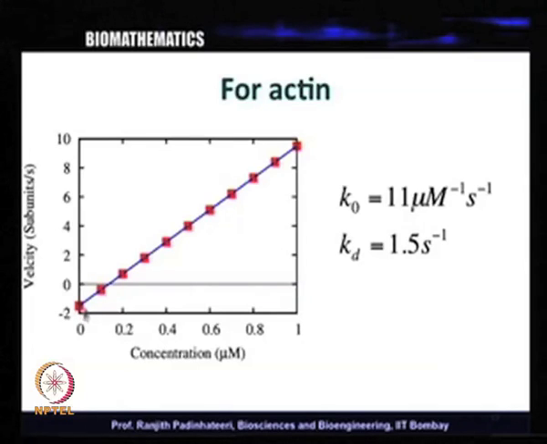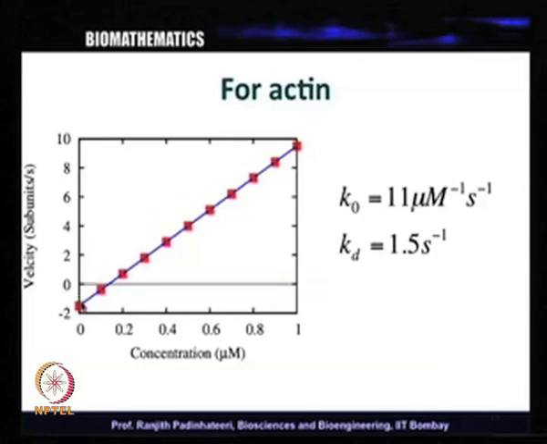How do we calculate the slope without doing too much calculation? Since this is a straight line, calculating the slope is very easy. Look at the change in x here. X changes from 0 to 1, a whole 1 micromolar. And how much did the y change? Y changed from minus 1.5 to this value, which is just below 10, which is actually 9.5.